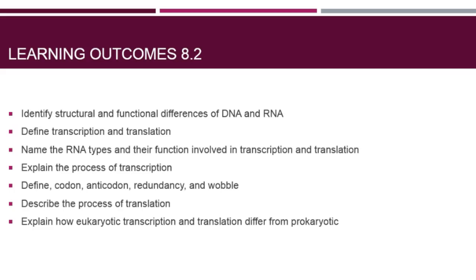There are several learning outcomes for this mini lecture. First, be able to identify structural and functional differences of DNA and RNA, define transcription and translation, name the RNA types and their functions involved in transcription and translation, explain the process of transcription, define codon, anticodon, redundancy, and wobble, describe the process of translation, and explain how eukaryotic transcription and translation differ from prokaryotic.